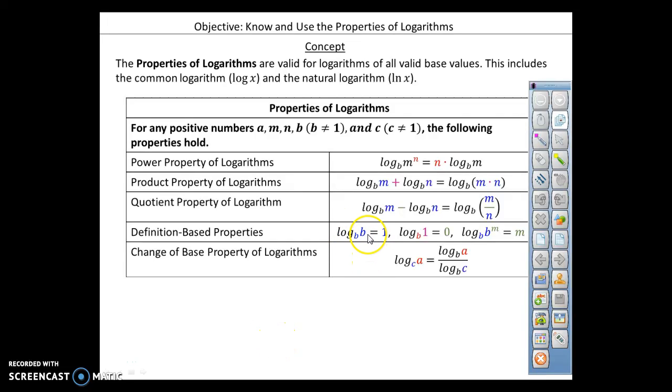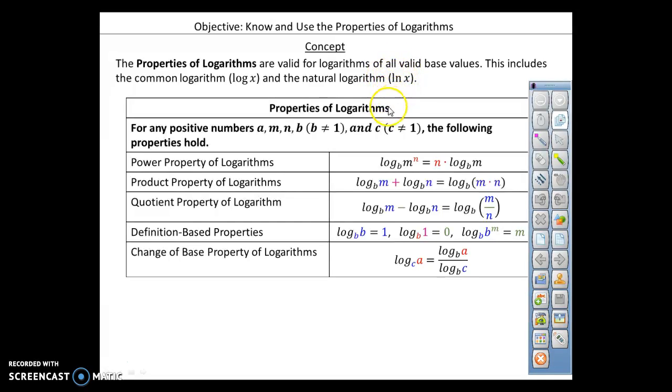Good morning. In this first lesson of Unit 10 on logarithmic and exponential equations and solving them, we're learning about what we know as the properties of logarithms. The properties of logarithms can be used for all base values. That includes our common logarithm, which is base 10, which, remember, often doesn't show the subscript, and the natural logarithm, which is our base e, which has its own special notation, ln, for a logarithm of base e.